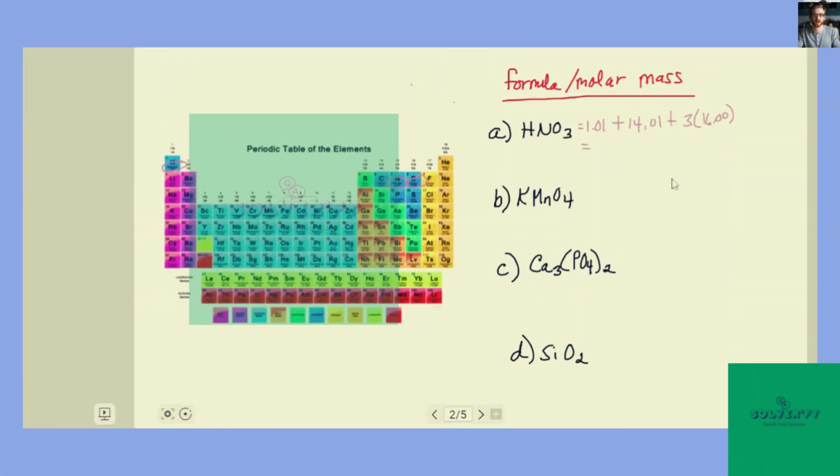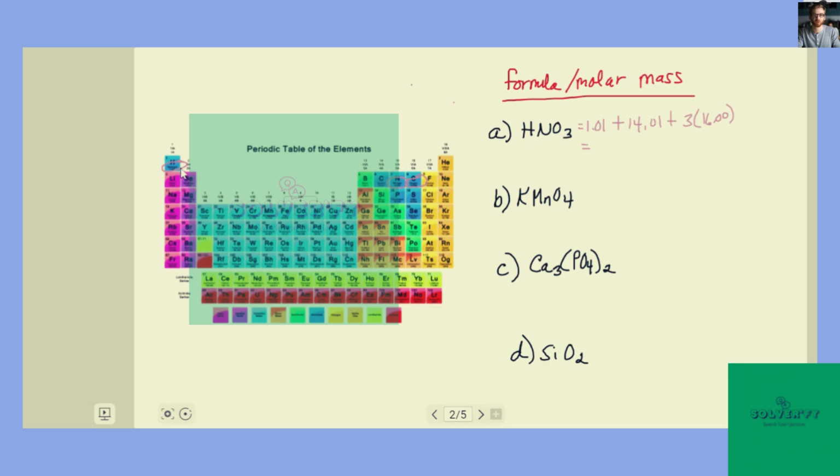This question is pretty straightforward and just deals with calculating formula or molar masses of compounds. And so we're going to need to utilize our handy dandy periodic table to do that. And we're going to find that in the first example here for nitric acid, we can see we have one hydrogen atom, one nitrogen atom, and three oxygen atoms that make up this entire molecule. So we need to add the individual molar masses for each of the atoms here to determine the overall formula or molar mass for this compound.